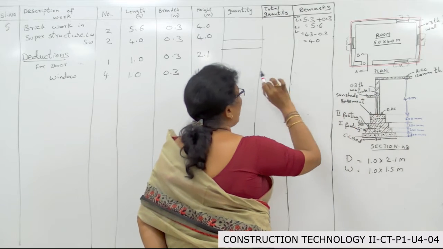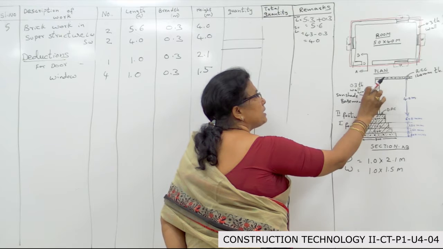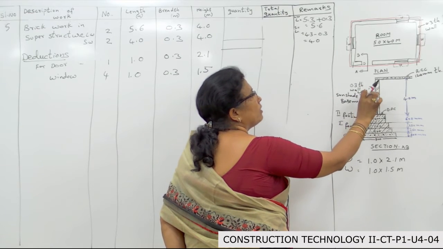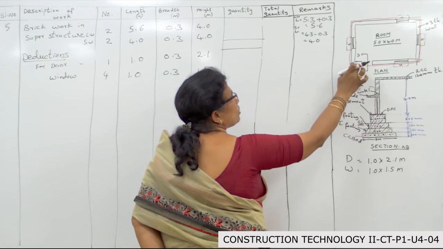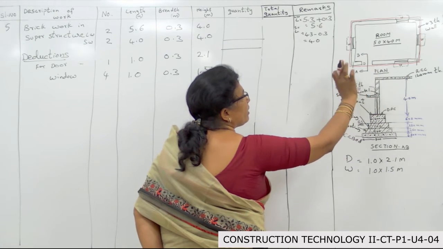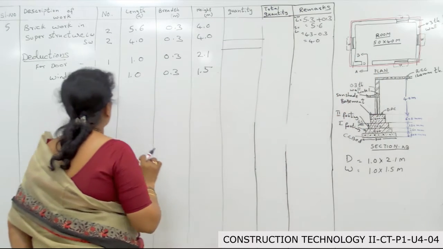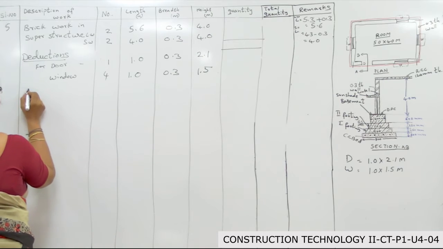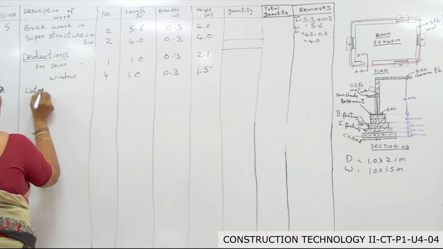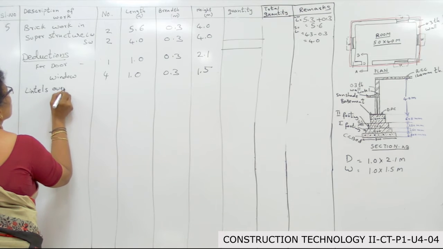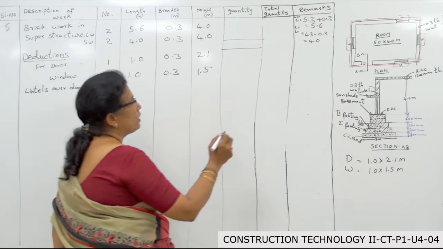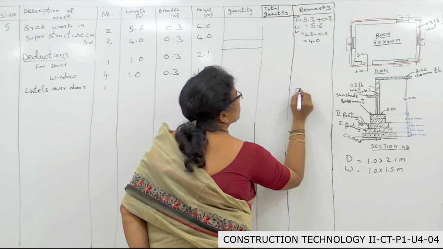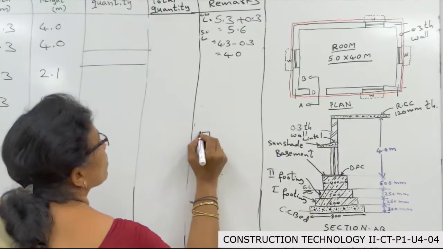Now over the doors and windows you will be having lintel. This is lintel. It is of RCC. So you have to deduct this RCC part from brickwork. For every opening you will be having lintel. So doors and windows, for every door and window you will be having lintel. So lintels over doors.